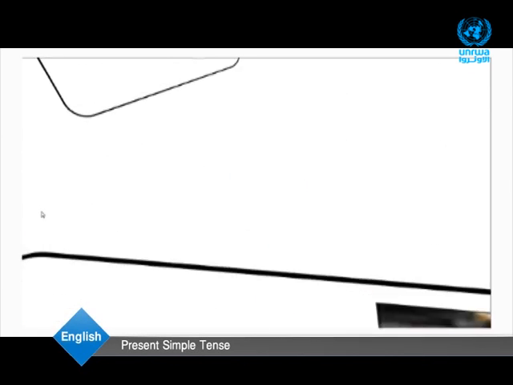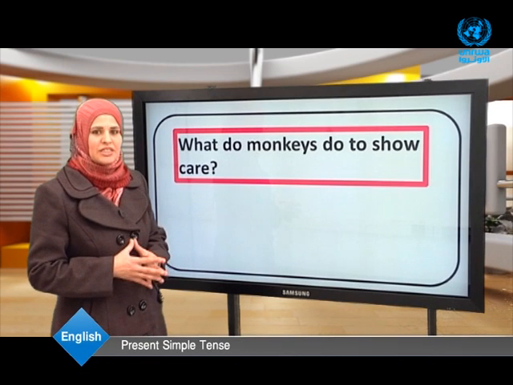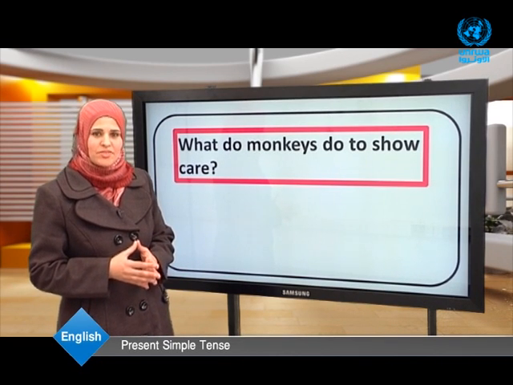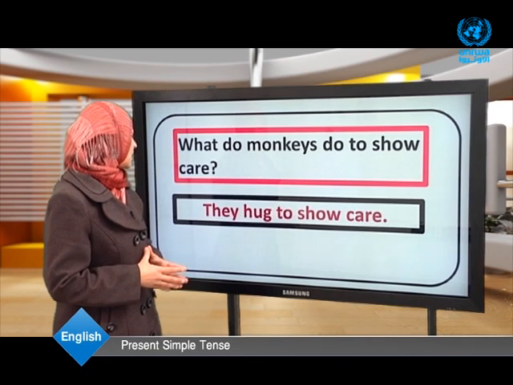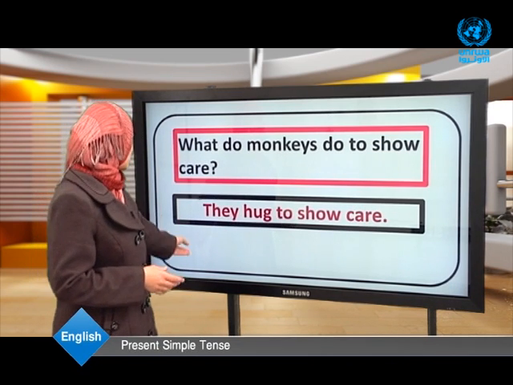So, our question once again, what do monkeys do to show care? Can you find an answer to this question? Very good, you are. They hug to show care. Let's have another question.